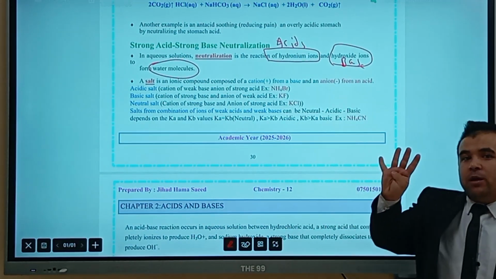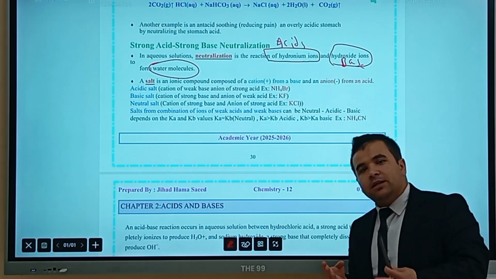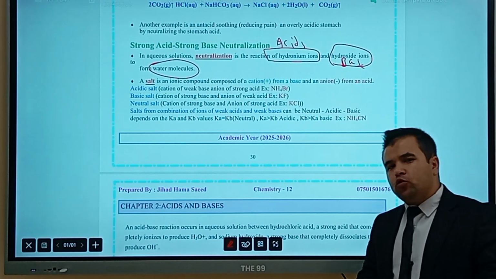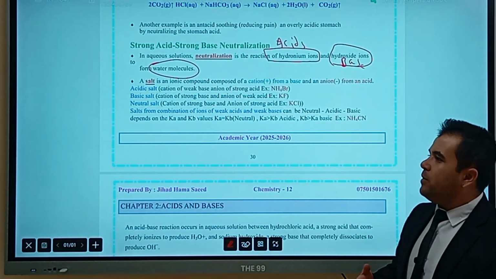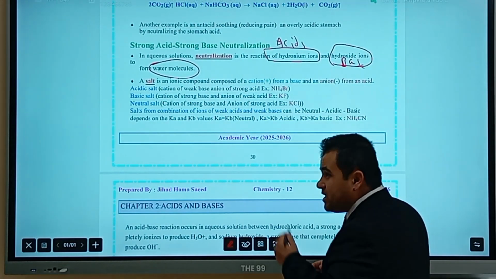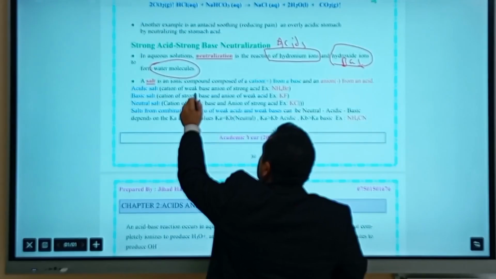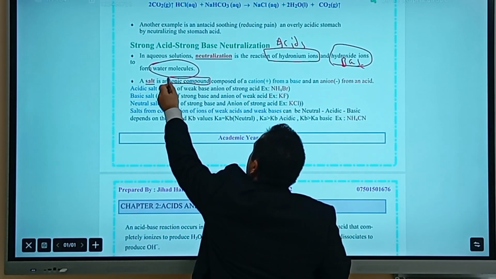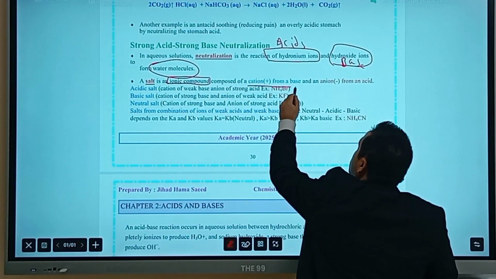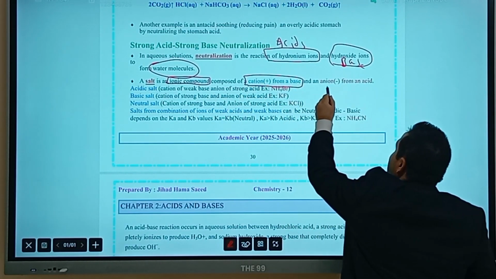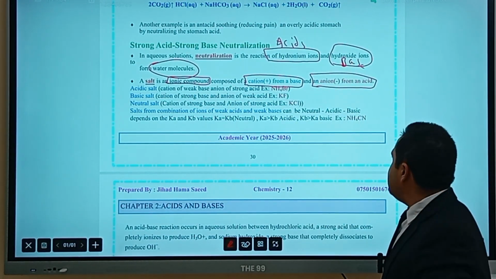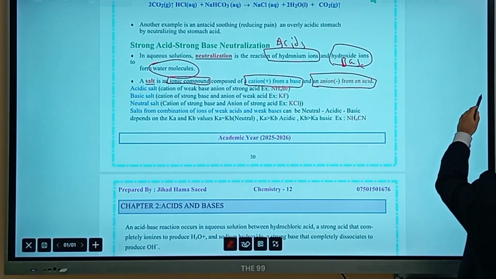We have got 4 types of salts, guys: the acidic, basic, neutral, and the salt is a combination of 2 weeks, which can be both acidic, basic, and as well neutral. But simply, salt is what? It is an ionic compound formed from what? From cations of a base and an anion of an acid.